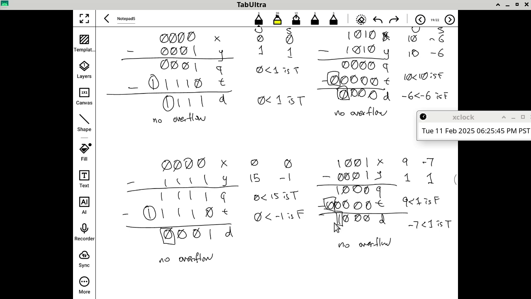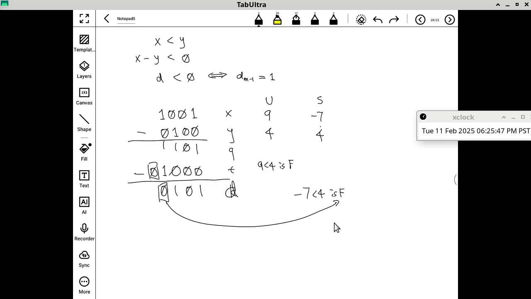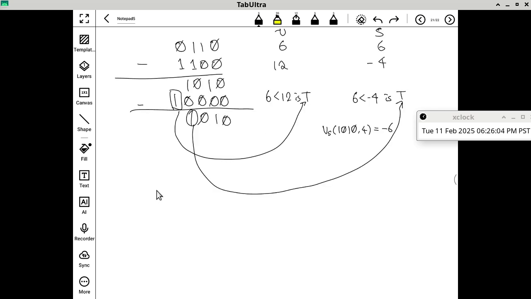Then we look at the two cases where we do have an overflow. You start with a negative quantity, you subtract a non-negative quantity from it, and then the result is non-negative. Does that make sense? So we do have an overflow here. And then the last one is this one here. You start with a non-negative quantity and you subtract a negative quantity from it, and the result is negative. Does that make sense? So this one also has an overflow situation.